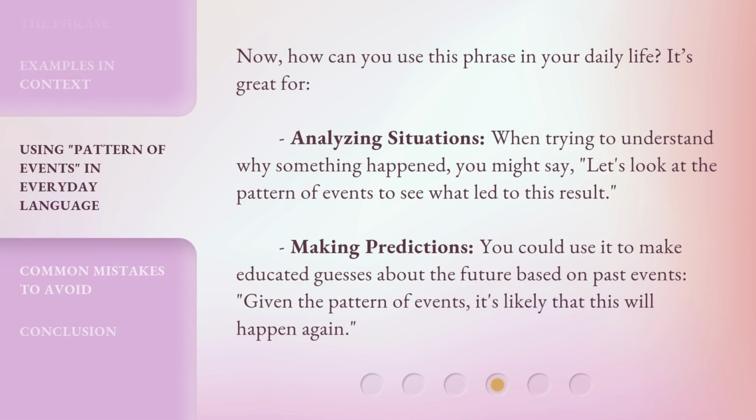Now, how can you use this phrase in your daily life? It's great for analyzing situations. When trying to understand why something happened, you might say, "Let's look at the pattern of events to see what led to this result." Making predictions: you could use it to make educated guesses about the future based on past events. "Given the pattern of events, it's likely that this will happen again."